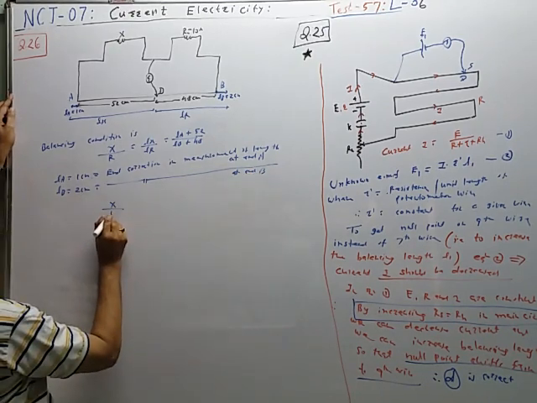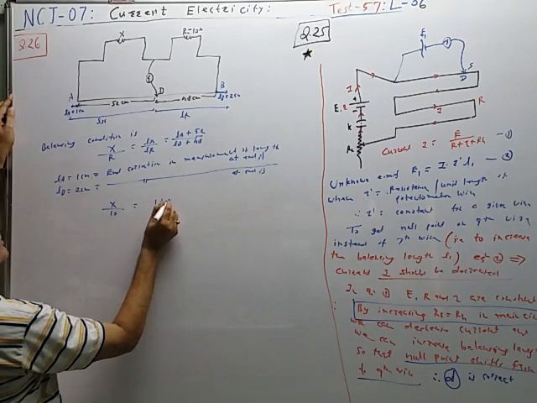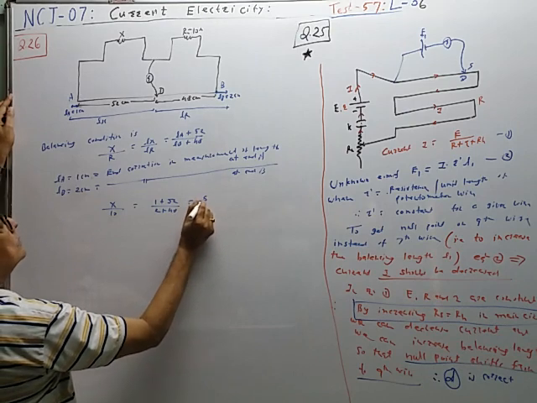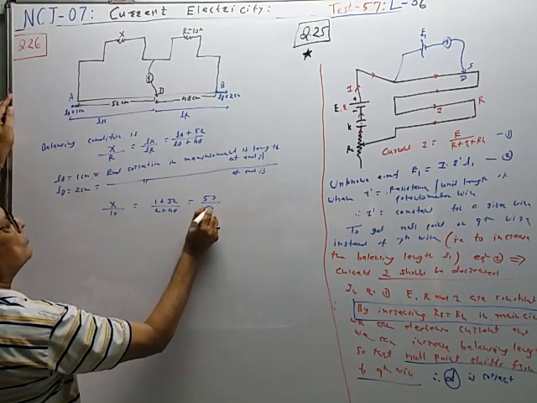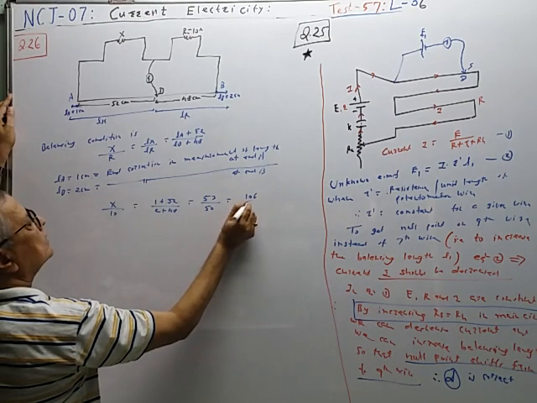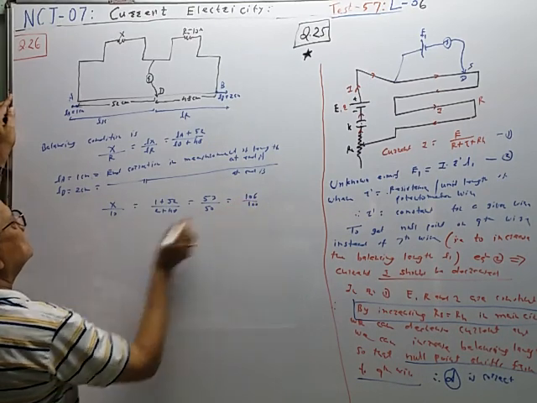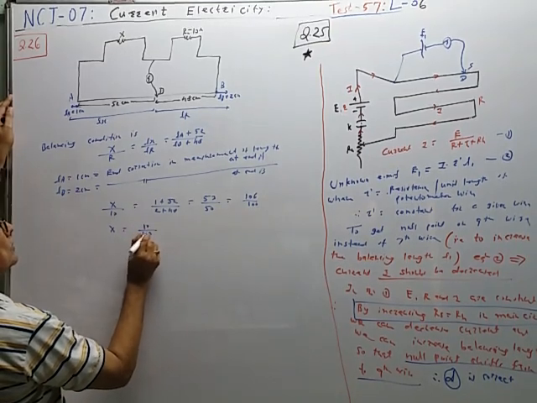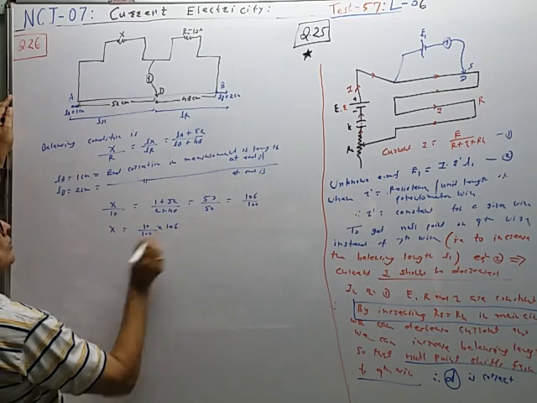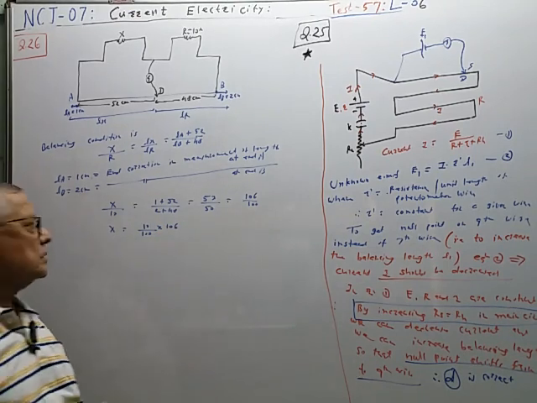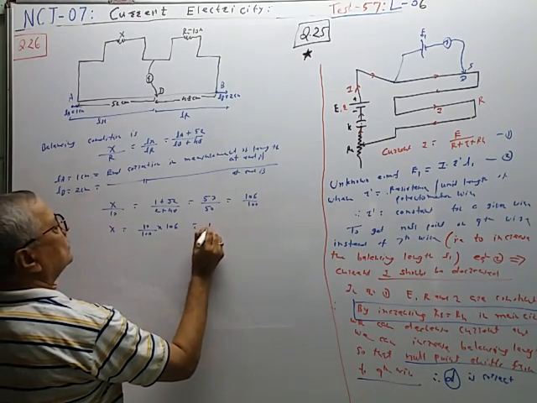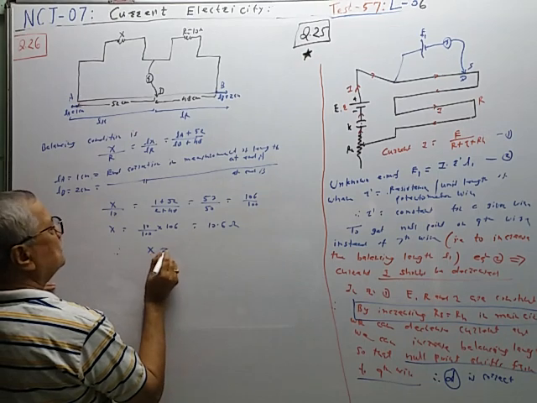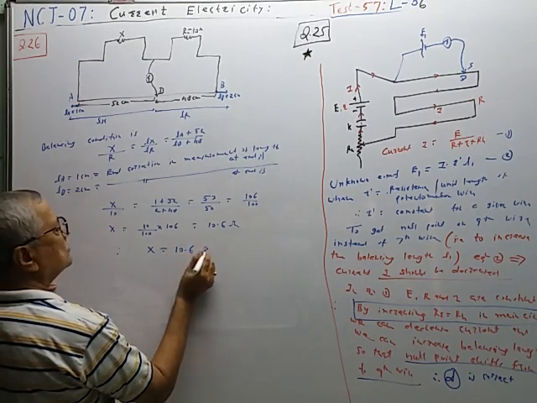And therefore X upon 10 is equal to (1 plus 52) divided by (2 plus 48), that is equal to 53 upon 50, 106 upon 100, and therefore X is equal to 10 multiplied by 106 upon 100. So X is equal to 10.6 ohm.